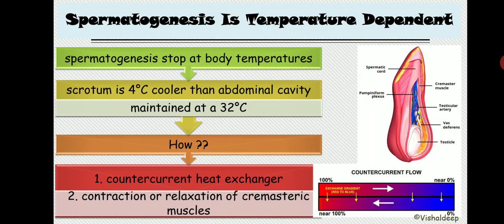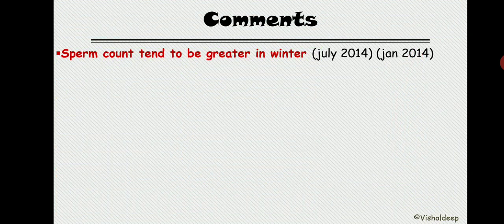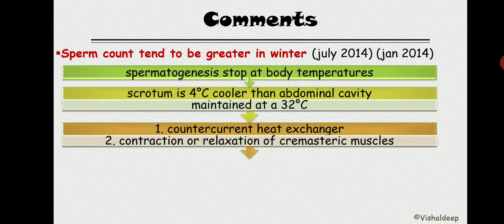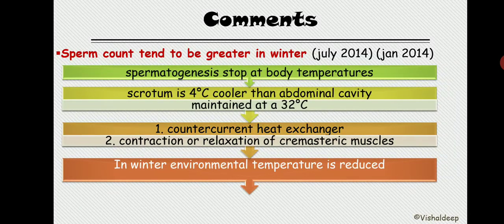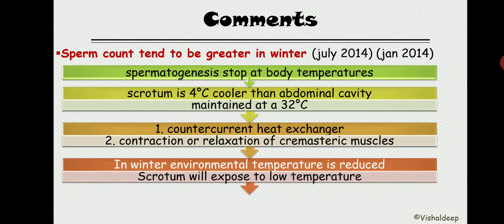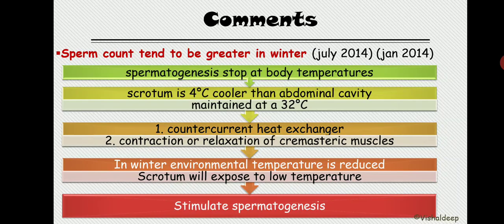Now there is one question that is asked from this slide: sperm count tends to be greater in winter. You need to write down all the things we mentioned in our previous slide: spermatogenesis stops at body temperature, the scrotum is 4 degrees cooler than the abdominal cavity and is maintained at 32 degrees Celsius by two mechanisms, one is the countercurrent heat exchanger and the other is contraction or relaxation of the cremasteric muscle. Now here's the main thing. In winter the environmental temperature is reduced, so the scrotum will be exposed to the low temperature and it will stimulate spermatogenesis. This is the answer.